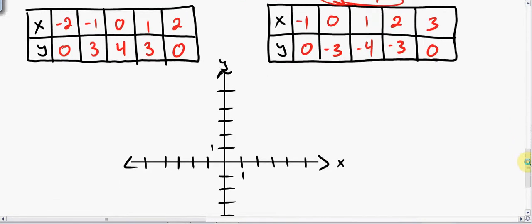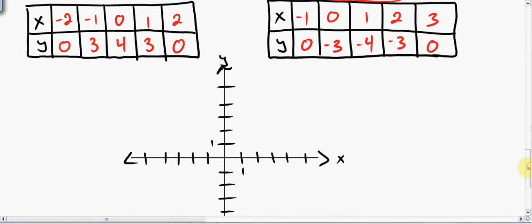Now that we have that, we can plot our points in the coordinate plane. So I'm going to first start with this vertex. So I'm going to plot (0, 4). Then I'll plot the rest of the points for that parabola: (1, 3), (-1, 3), and then (2, 0), (-2, 0).